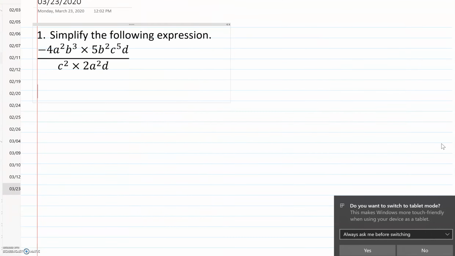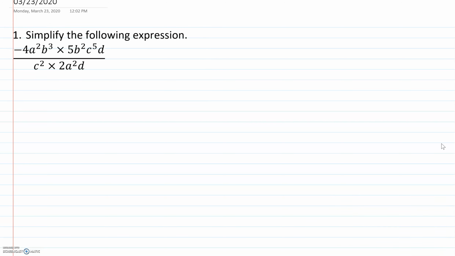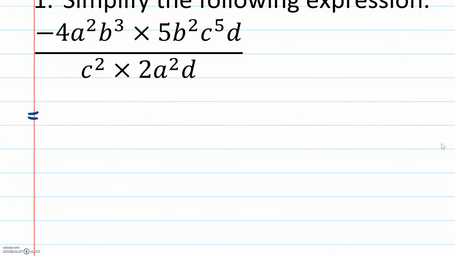So we know that we can do negative 4 times 5. So I'm just going to write that down first. Okay, and that takes care of this part. Scratching them out is a good strategy so that you don't forget to do any one of those variables. So then we'll do the a's. There's no more a's at the top, so I'm just going to rewrite a to the power of 2 and scratch it out.